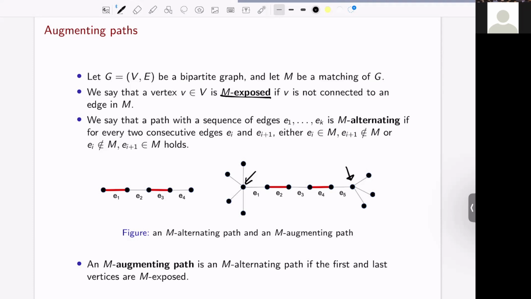We take a path, and this path is called M-alternating if the edges alternate between matching and non-matching, like in this example. We have a matching edge, the next edge has to be a non-matching edge, and the next edge has to be part of the matching. If you keep this process, the resulting path is called M-alternating.